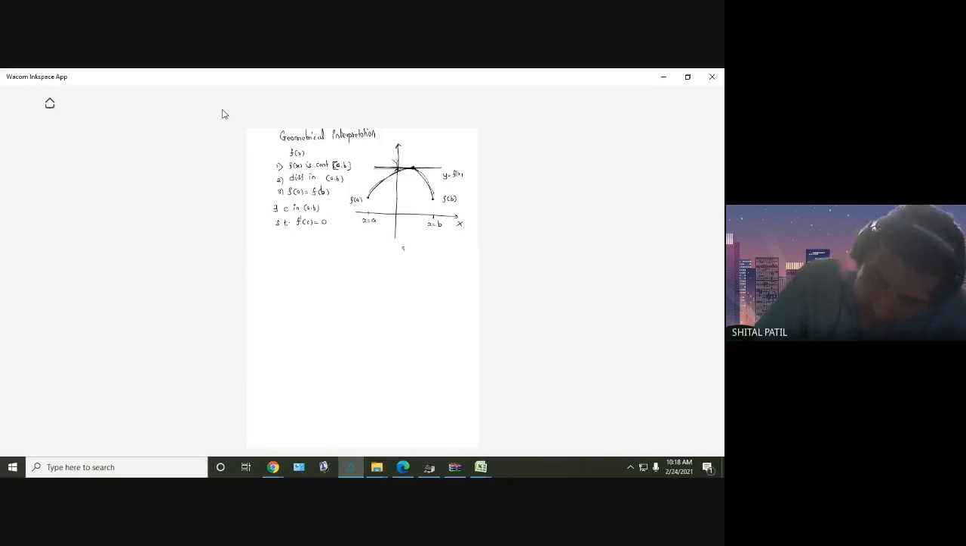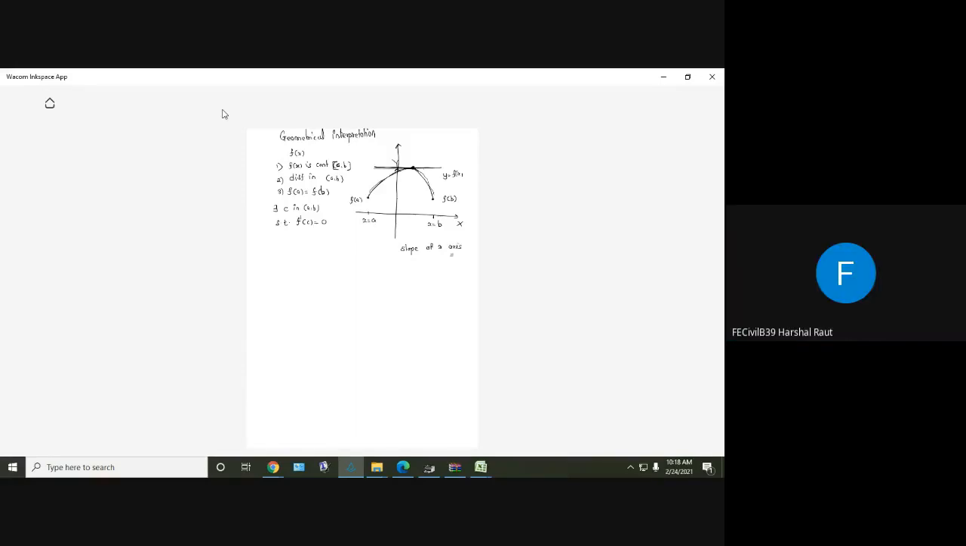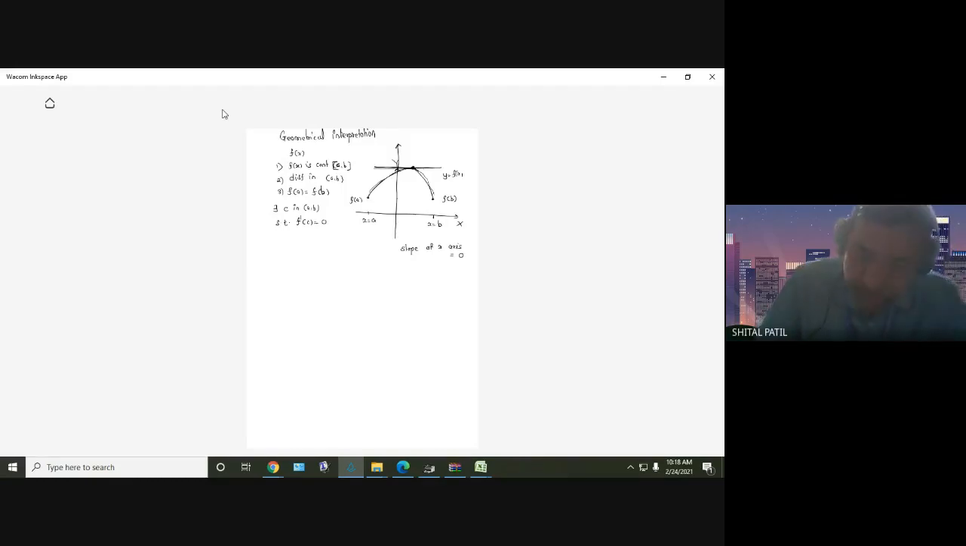What is slope of x axis? x axis का स्लोप. अरे बताओ x axis का स्लोप. y is equal to 0. 0 होता है ना, राइट? y axis का इंफिनिटी होता है. तो if line parallel to x axis, so what will be slope of this? 0. और स्लोप यानी क्या होता है? डेरिवेटिव. So derivative is 0.